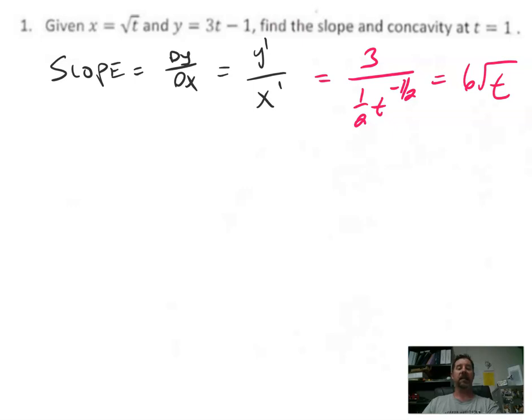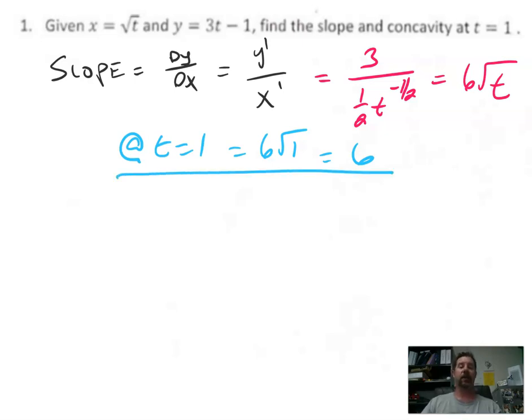Concavity comes from the second derivative. Hold up one second there. I got so excited, I forgot we got to find the slope at t equals 1. So when I do it at t equals 1, I plug in 1 to the derivative and I get 6 root 1, or 6. So the slope at t equals 1 is 6. Now let's go find the concavity from the second derivative.